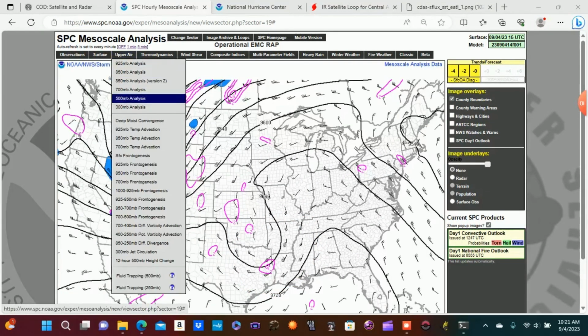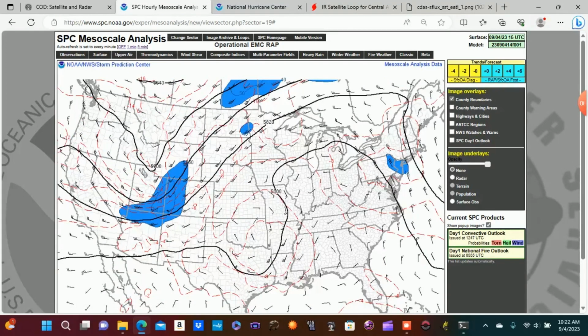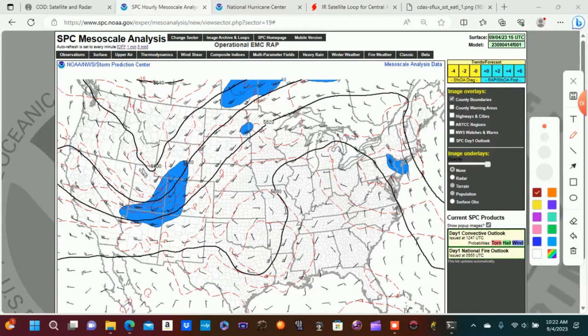Now looking at 500 millibars, we are looking for the trough and ridge pattern, and we have a trough that is located from about Montana down into Utah and into Arizona, with some stronger winds flowing through the base of that trough. This trough is going to be tracking towards the central high plains later this afternoon.